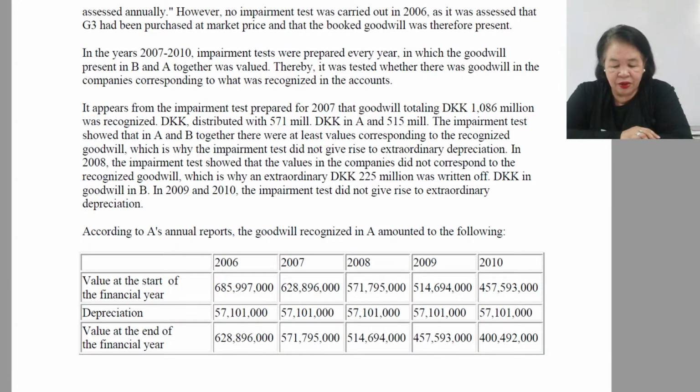Okay. So according to A's annual reports, the goodwill recognized in A amounted to the following. No? Value at the start of the financial year, depreciation, value at the end of the financial year. No? Okay. So yung depreciation claim, pare-pareho lang kasi straight line. No? So 57,101,000. Okay. So value at the end of the financial year.